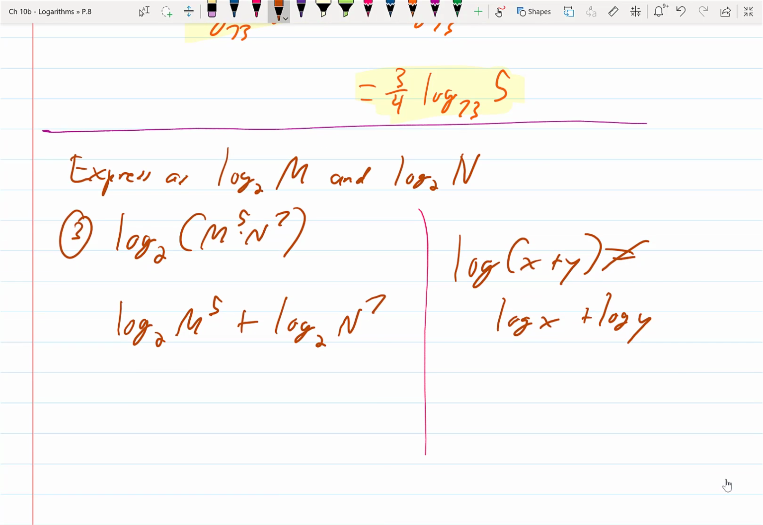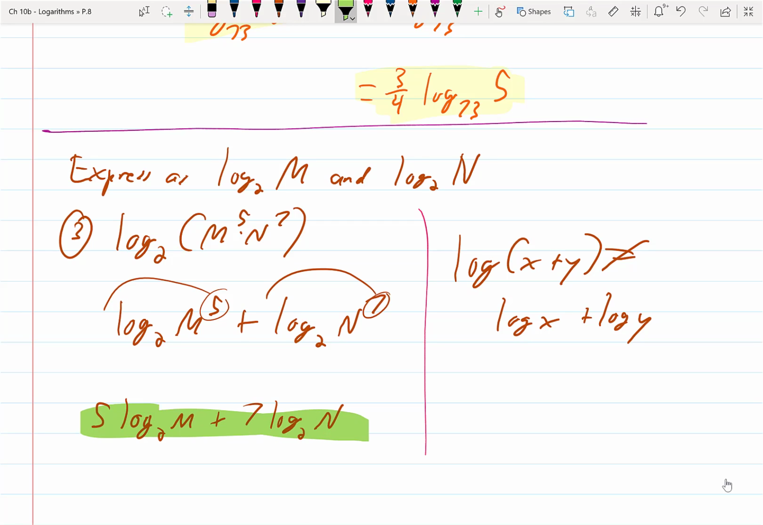But back to this. This is almost simplified, but what can I do further? Oh, you can make the m on the side. I mean, 5. Yeah. We can bring that down. This is 5 log base 2 of m plus 7 log base 2 of n. While this is the answer for the question that was being asked, you very easily could be asked the reverse, which we'll do here in a minute, to go back to a single log expression, to basically squish everything down so that it is one log.